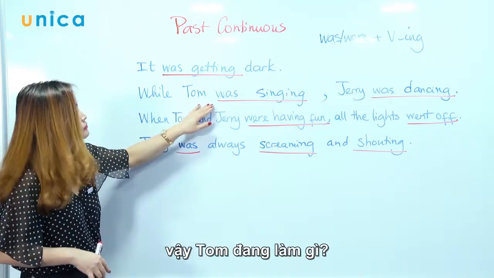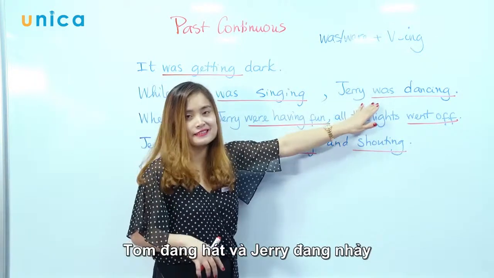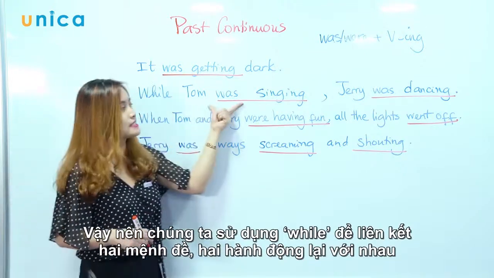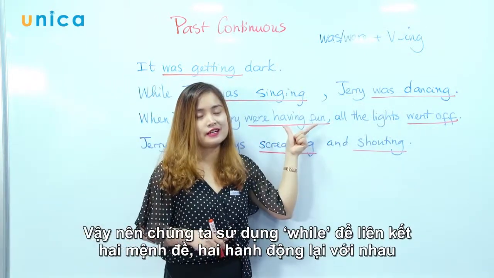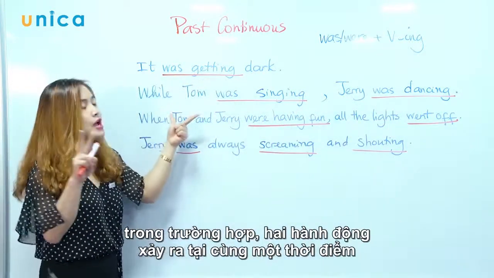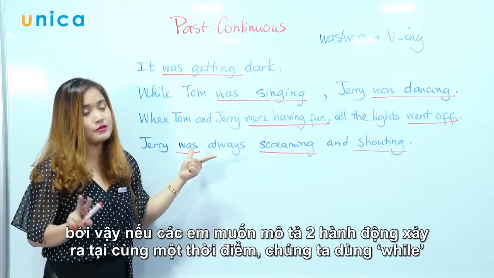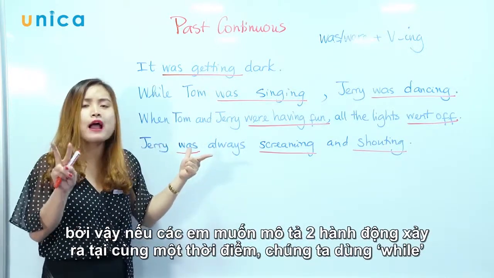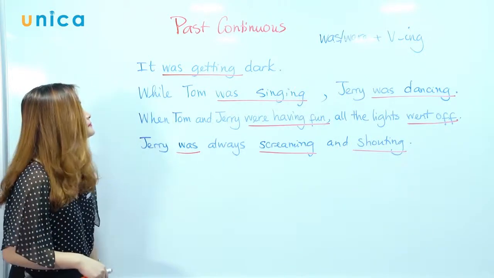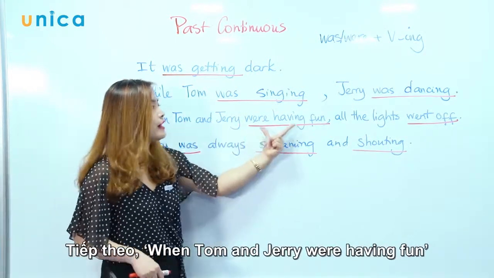All right? So what was Tom doing? Tom was singing. And Jerry was dancing. So we're going to use while to connect these two clauses together, two actions together. So in this case, two actions were happening at the same time. So if you want to describe two actions that were happening at the same time, use while, okay?